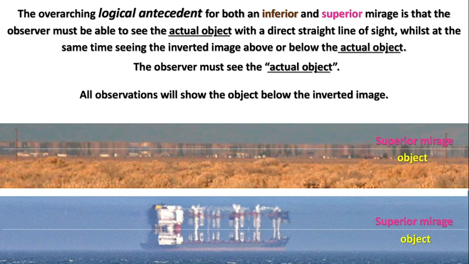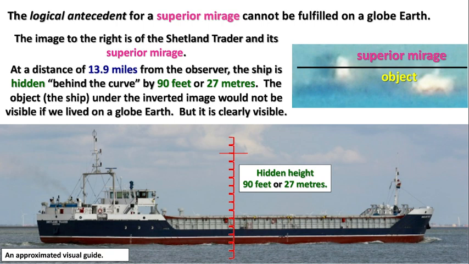The overarching logical antecedent for both an inferior and superior mirage is that the observer must be able to see the actual object with a direct line of sight, whilst at the same time seeing the inverted image above or below the actual object. The observer must see the actual object. All observations will show the object below the inverted image. The logical antecedent for a superior mirage cannot be fulfilled on a globe Earth.